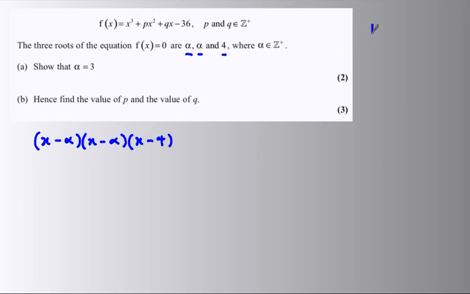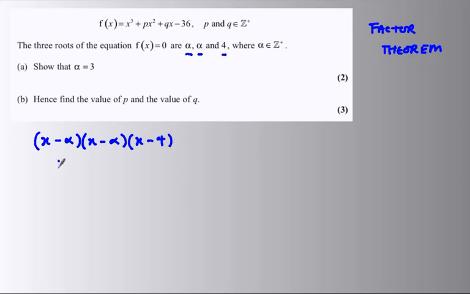What I'm doing here is I'm using what's called the factor theorem. Factor theorem pretty much tells me that if I know a root, then I know a bracket, and if I know a bracket, I know a root. This is a cubic equation, so it's got 3 roots. I'm given them all, so I know 3 brackets. That's pretty much all there is.